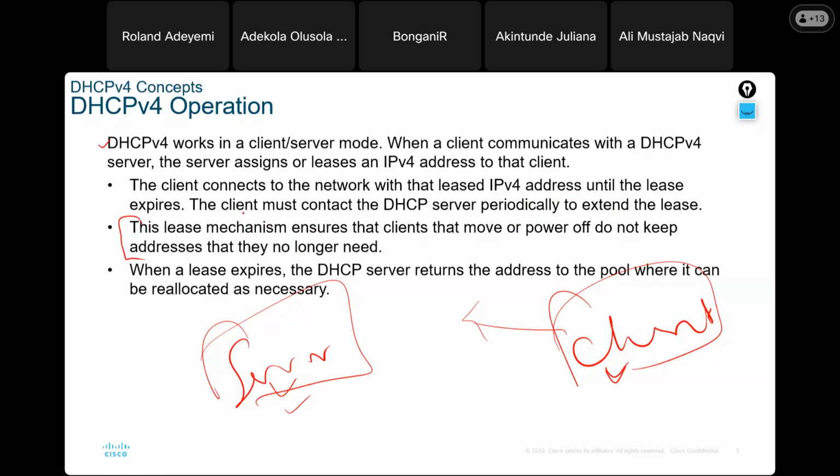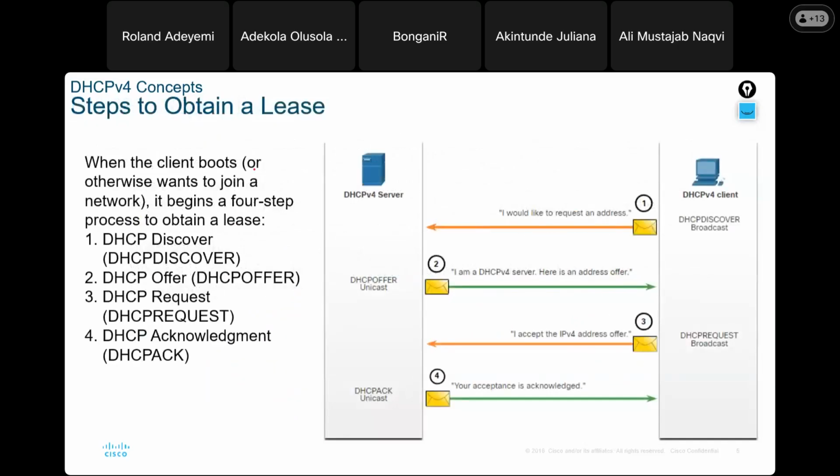For some reason, you are holding my IP address to ransom. When the lease expires, the DHCP version 4 server returns the address to the pool where it can be reallocated as necessary. And we are going to say this. So how does a computer get an IP address?